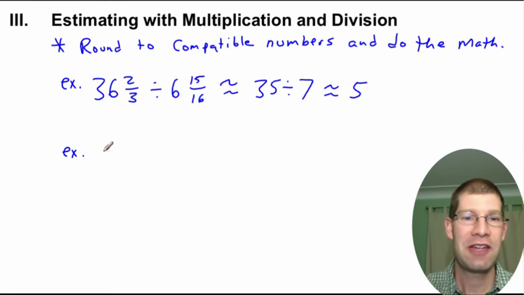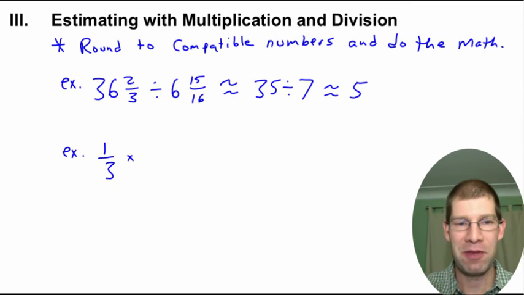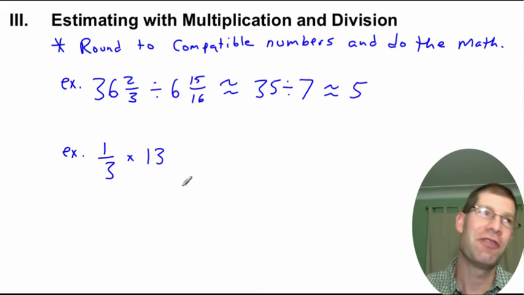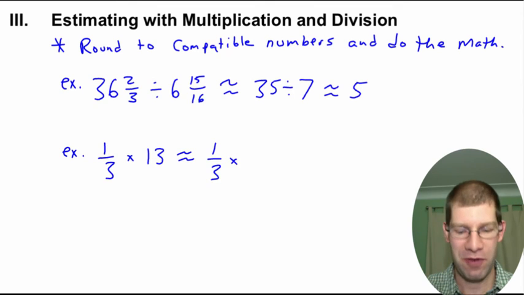For the multiplication, it doesn't really matter which number you start with. Although if you have the fraction, that might be the place to go, I suppose. But if I have 1/3 times 13, you could say it's 13 over 3 and then try to change it into a mixed number and so on. But instead I'm going to look at that and say, well, the 1/3, I don't really want to change that much. So I'm going to leave it as 1/3.